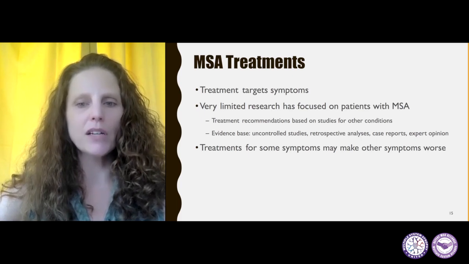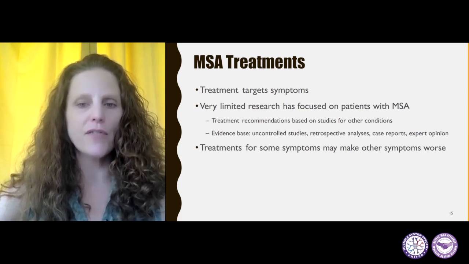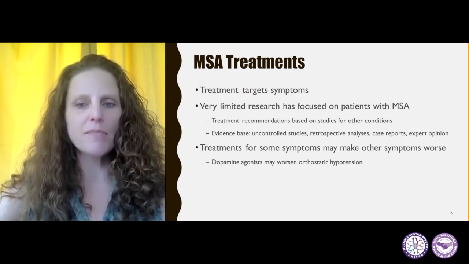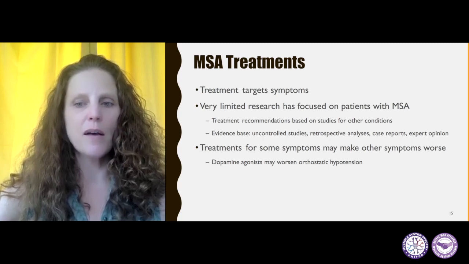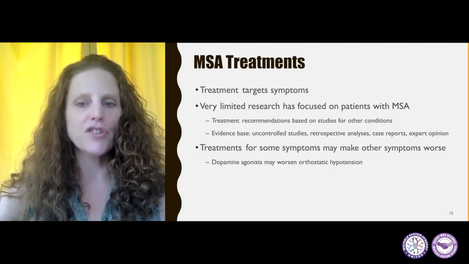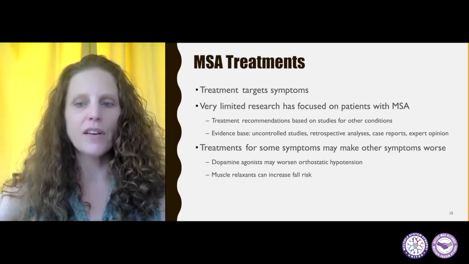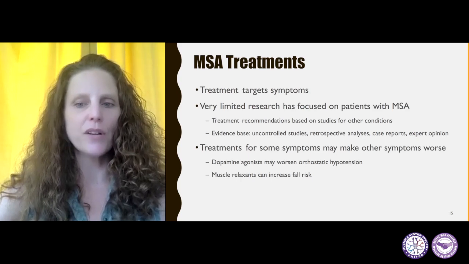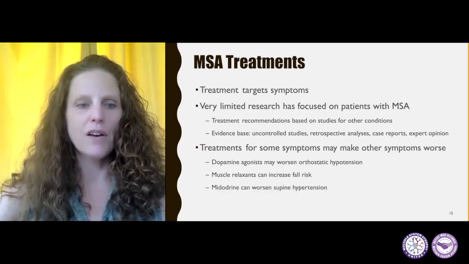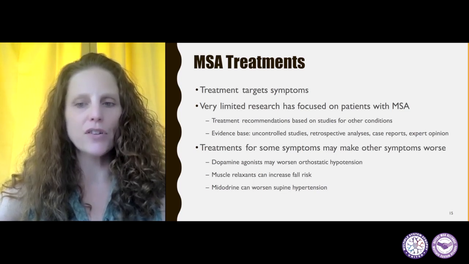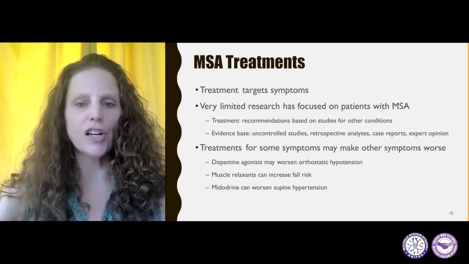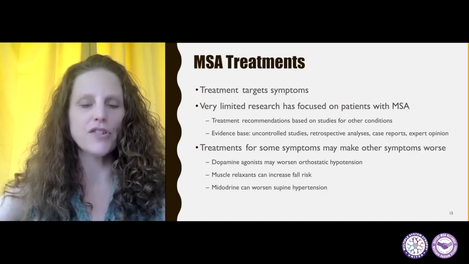Keep in mind that even commonly recommended medications can have serious side effects for patients with MSA. For example, dopamine agonists may reduce some Parkinsonian signs, but can also worsen orthostatic hypotension and increase the risk of falls. Similarly, muscle relaxants may ease the pain of muscle contractions, but can also lead to an increased risk for falls. Finally, midodrine, an alpha adrenergic agonist that increases peripheral vascular resistance and is used to increase blood pressure, may raise blood pressure, but can worsen supine hypertension.